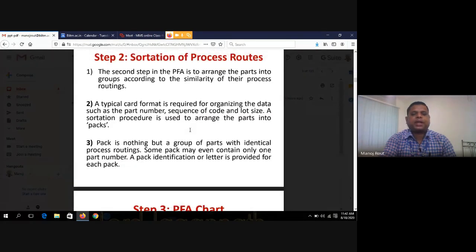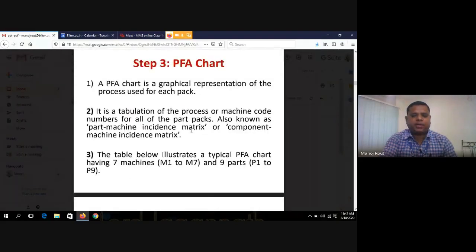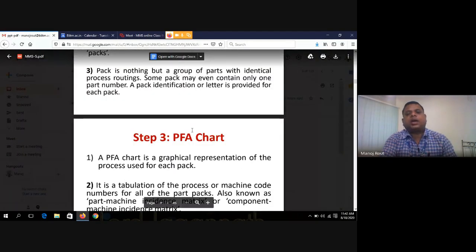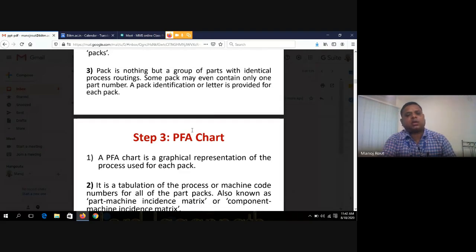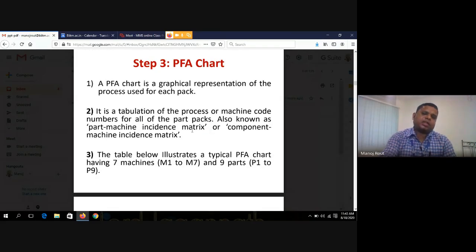As you know, the pack is nothing but a group of parts or a pairwise part with identical process routing, and some packs even contain only one part number. A pack identification letter is provided for each pack. The next is step number 3, that is the product flow analysis chart.